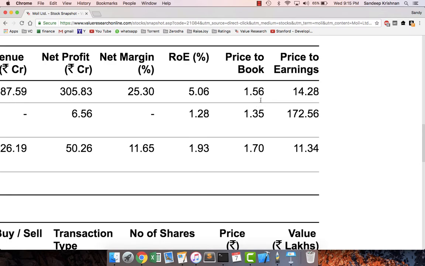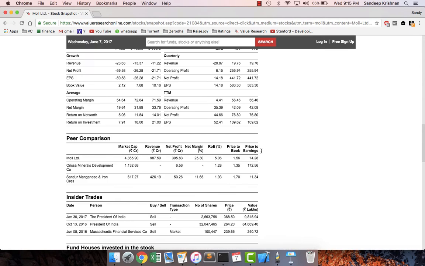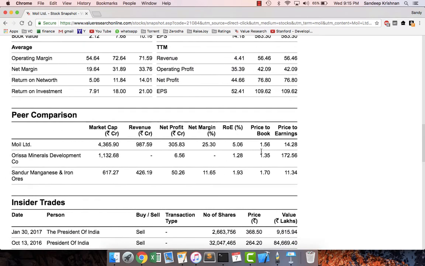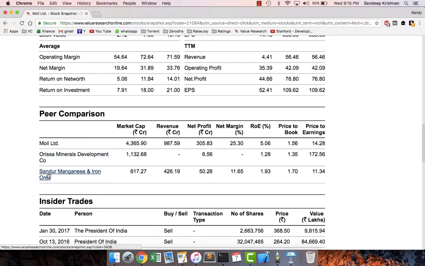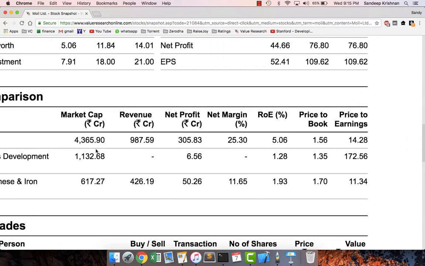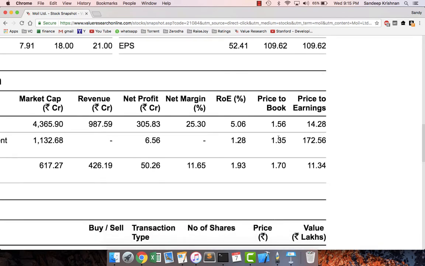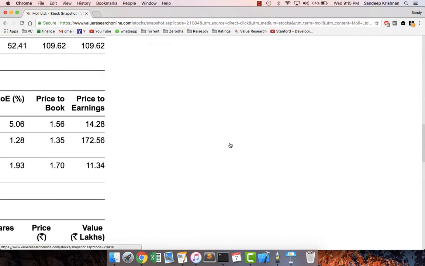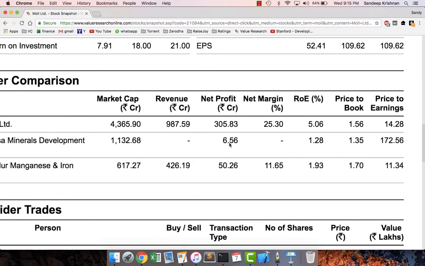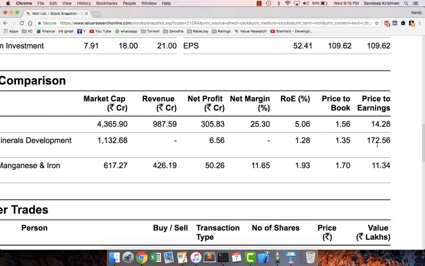So if in the same sector, let's say this is the same sector and you want to look at peer comparison. So these are 3 companies that we are looking at, and clearly they are in the same sector and their price to book ratio is similar. The price to earnings ratio is different. So you look at this company, its price to earnings ratio is 172. So clearly this company is quite overvalued, and I would never invest in a company which is overvalued to such an extent.